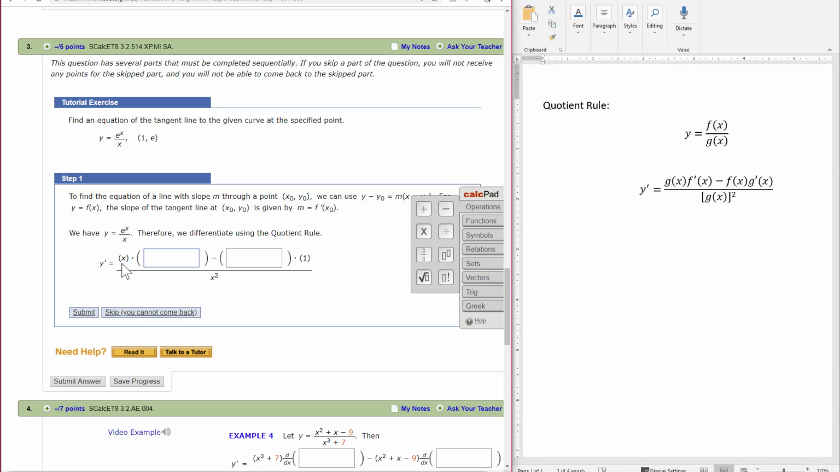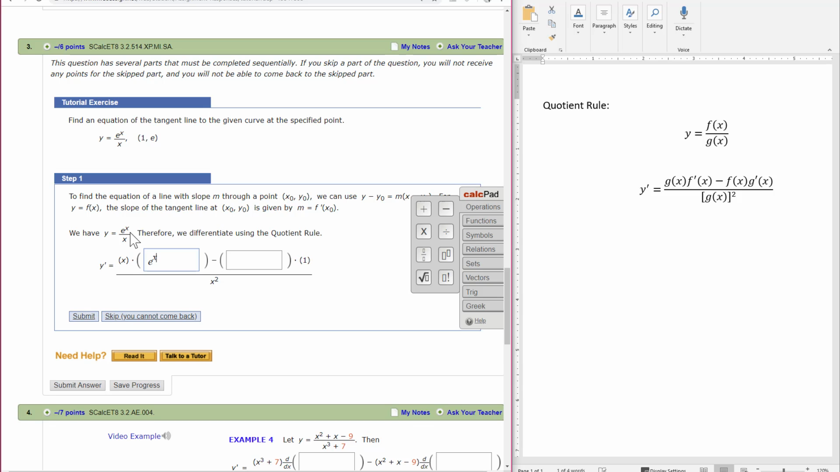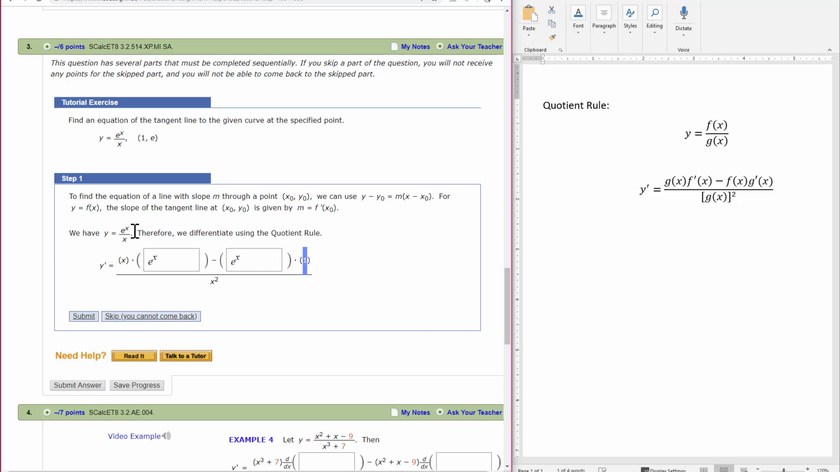In any way you want to state that, we have the low, which is x, d high, the derivative of high is e to the x. So we're going to have the same function, because the derivative of e to the x is itself, minus the high function d low, and the derivative of x is equal to 1, and then all over low squared.